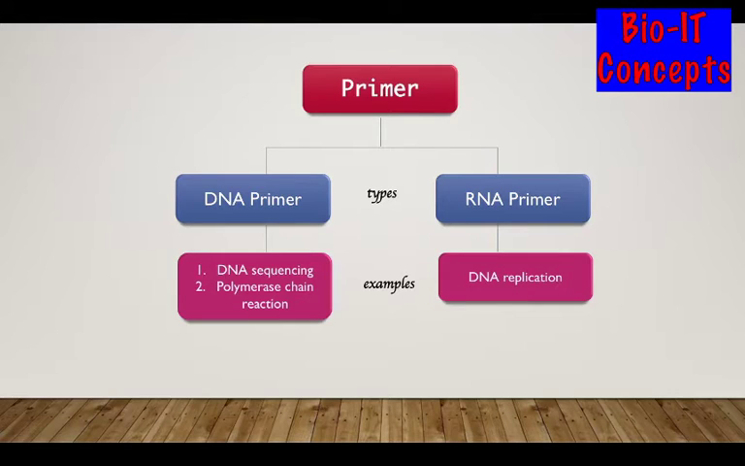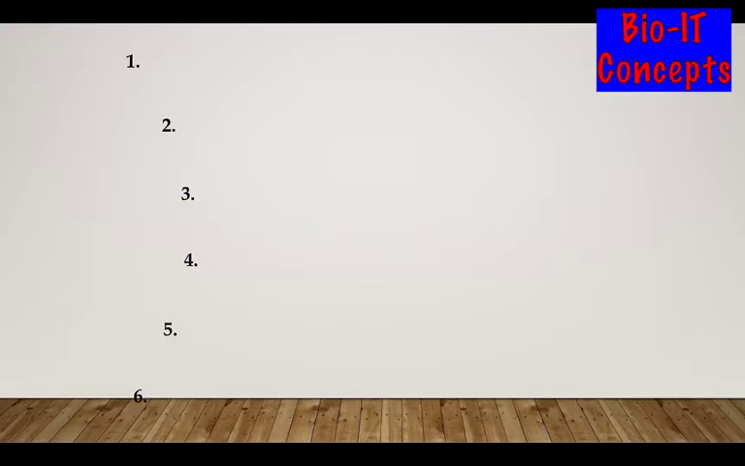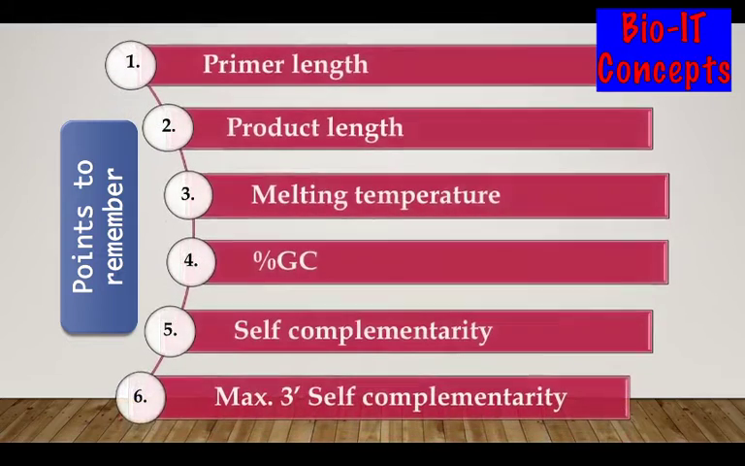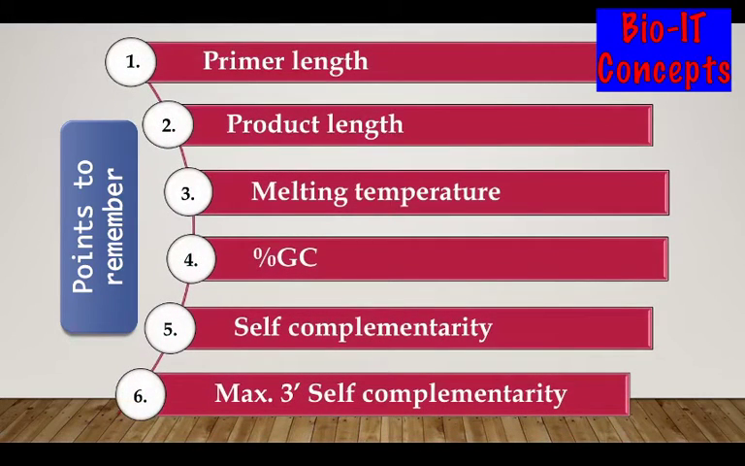Today in this video I will discuss the DNA primer and what points you have to remember before designing the primer. Okay, first point is primer length. Second is product length. Third is melting temperature. Fourth is GC%. Fifth is self-complementarity, and sixth is maximum 3' self-complementarity.